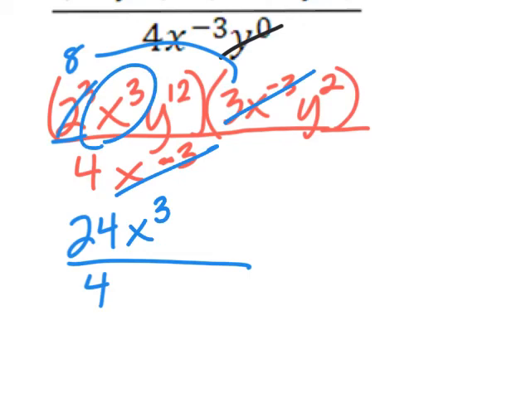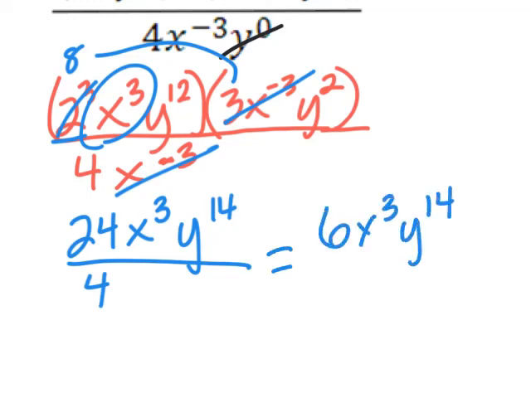When I deal with exponents or any large equation, I tend to like to cross things out as I go to make sure I've kind of covered it all. Then the other thing I've got is y's here. I've got y to the 12th and y to the second. I know I can just add those exponents. So I have y to the 14th. Now everything's kind of good here. The only thing I have to do is reduce my fraction here, and then I am done. So 24 divided by 4 is 6, x to the third, y to the 14th.